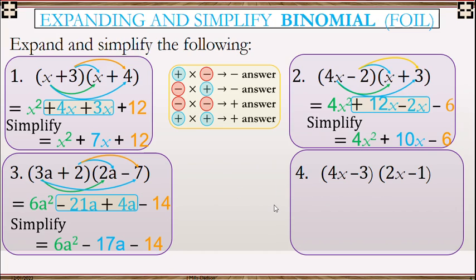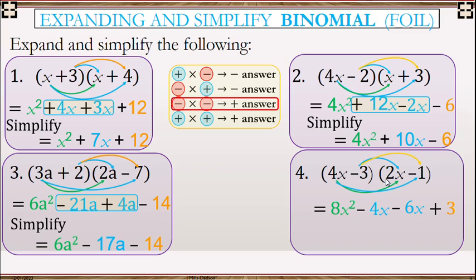Last one on the binomial expansion. Positive times negative, so you can see it's a negative answer. And negative times positive, negative answer. And negative times negative, it's a positive answer.